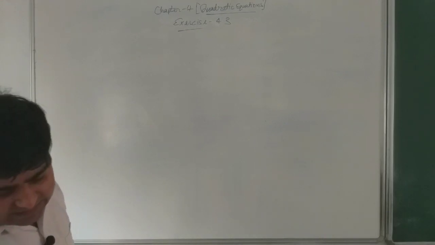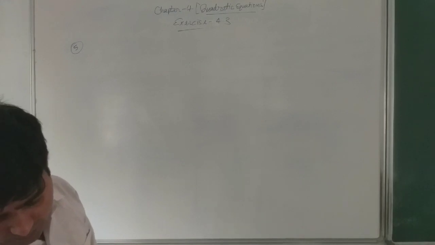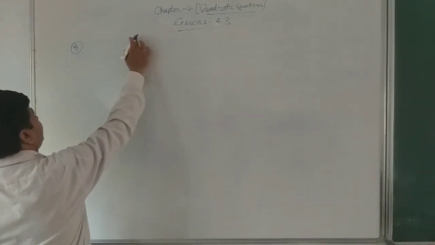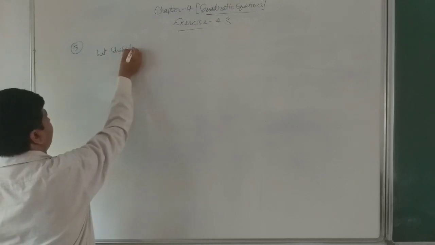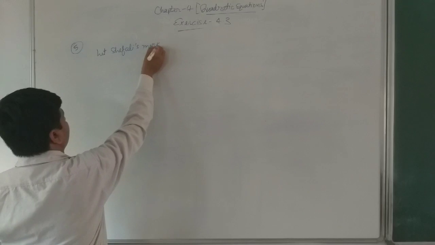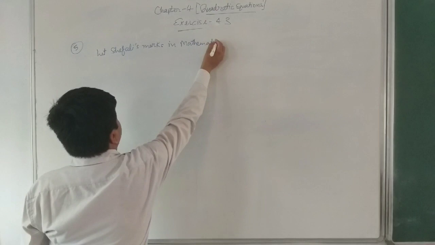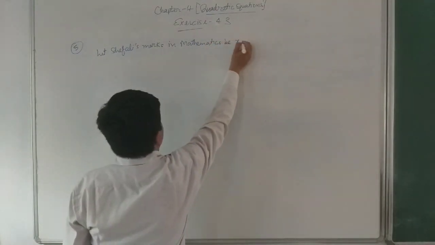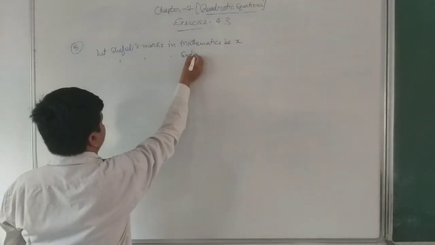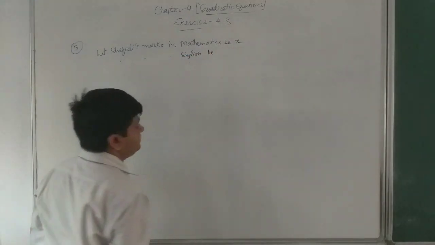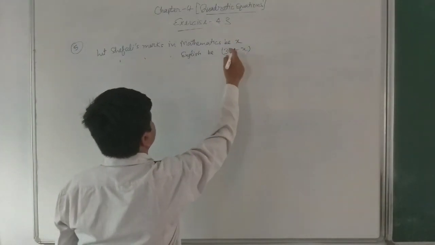The fifth question is, in a class test the sum of Shefali's marks in maths and English is given as 30. So we can assume any subject's marks. Let Shefali's marks in maths be X, we can assume any subject. Now Shefali's marks in English, the second subject, the total sum is given as 30. That means English marks will be 30 minus X, because if we add both the marks then we get 30.